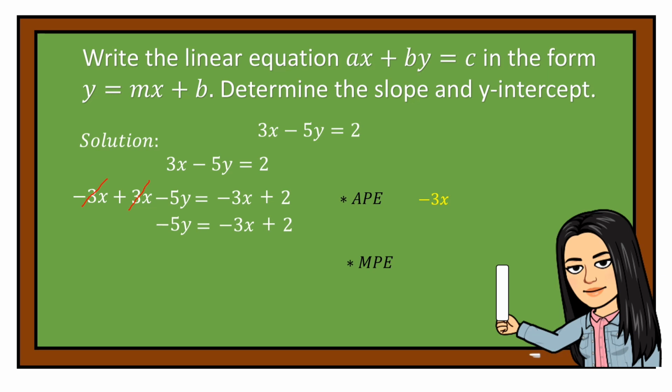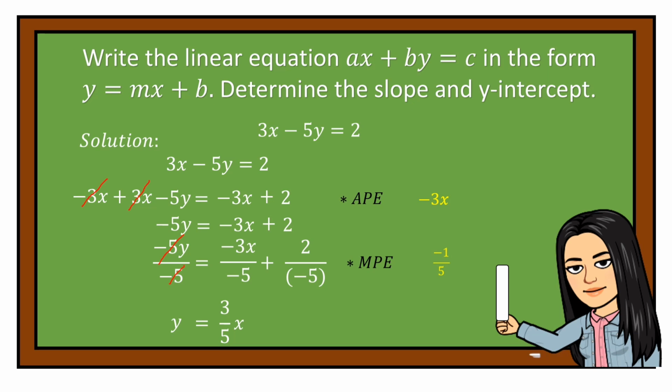And then, so ano ang i-multiply natin? The equation will be multiplied by negative 1 over 5. So that would become negative 5y over negative 5 equals negative 3x over negative 5 plus 2 over negative 5. Next, cancel na natin. Negative 5y divided by negative 5, the quotient is y equals negative 3x over negative 5, which is equal to 3 over 5x.